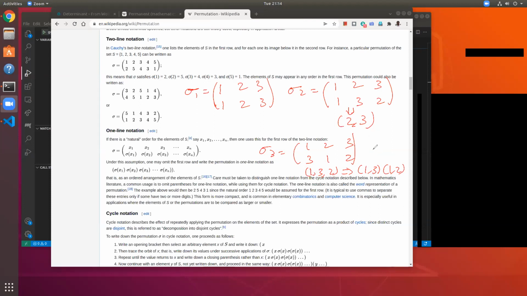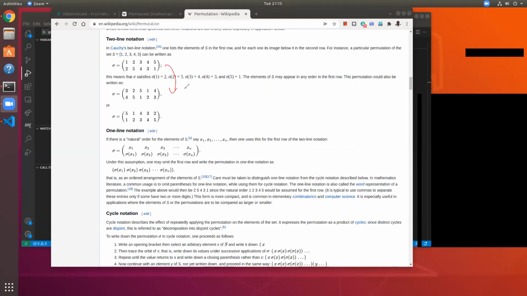Someone in the morning asked, what is the sign function? The sign of this one is equal to -1 to the power of the number of transpositions. This is an even number, so it is -1 to the power of 0, which is equal to 1. If your permutation has an odd number of transpositions, then its sign is minus. If it has an even number of transpositions, then its sign is positive, 1. Are you with me here? So (2 3) is odd.